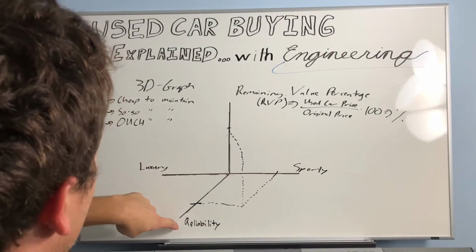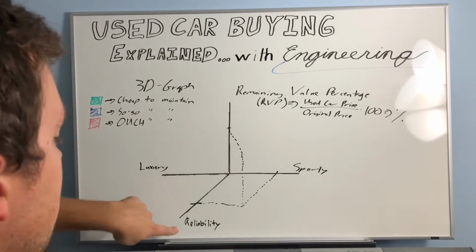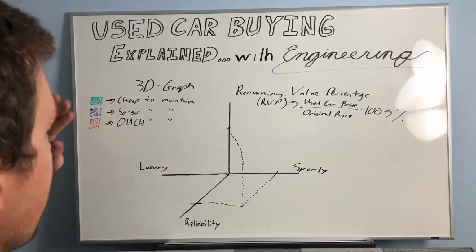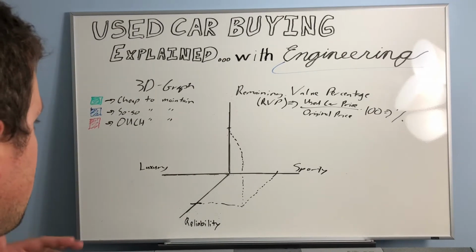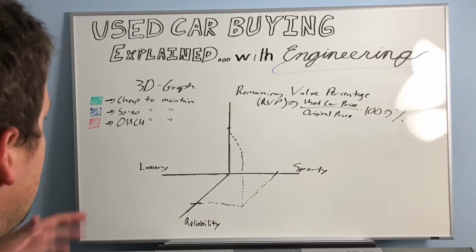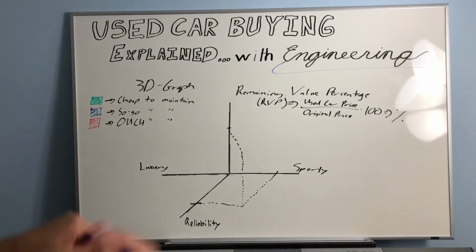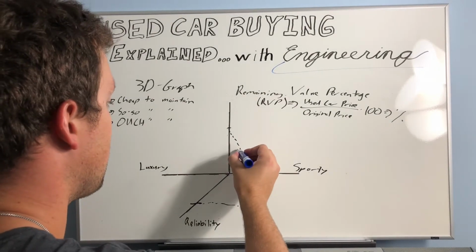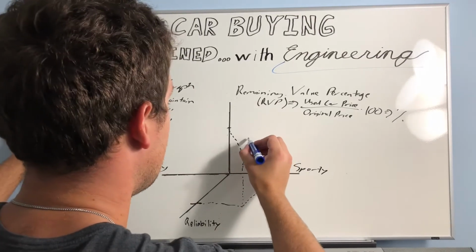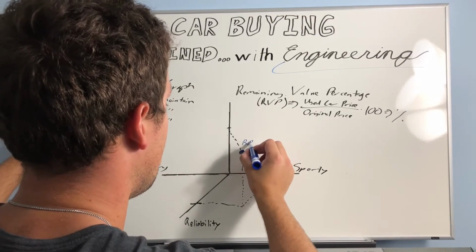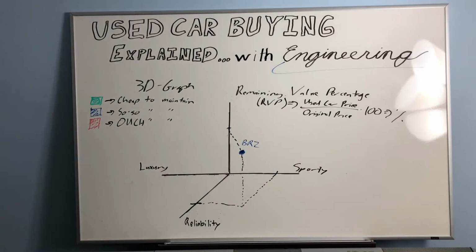There is a difference between reliability and maintenance cost. You can have a reliable car that's also very expensive to maintain, and vice versa. I would say a Subaru BRZ is either blue or green. It might cost you a little more money than your average car to maintain, so we'll give it a blue. Subaru BRZ.